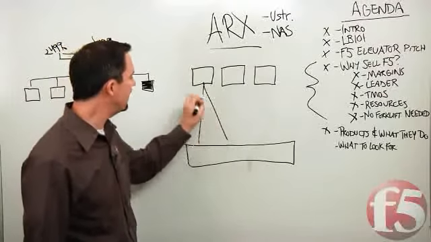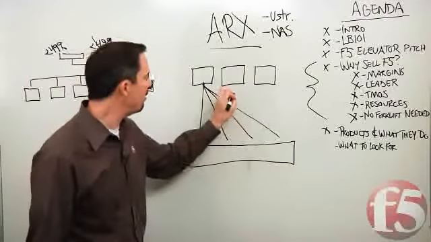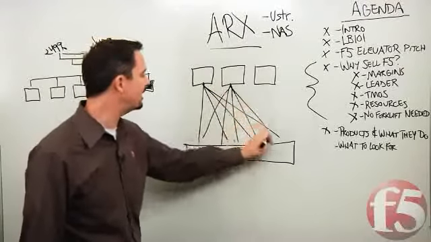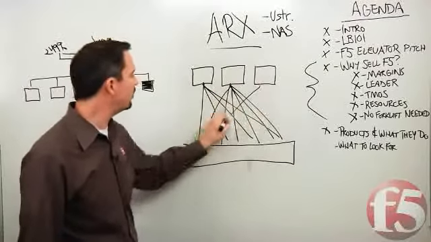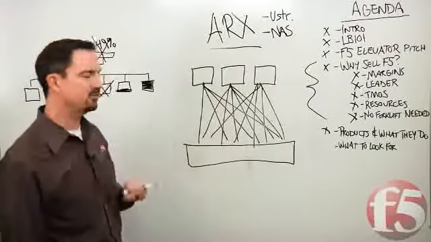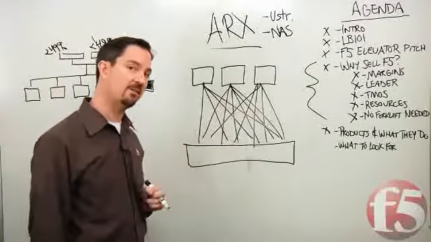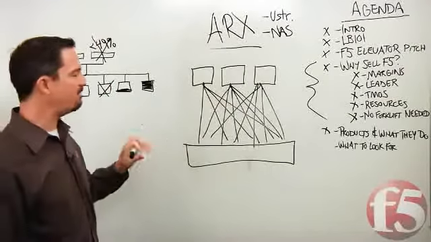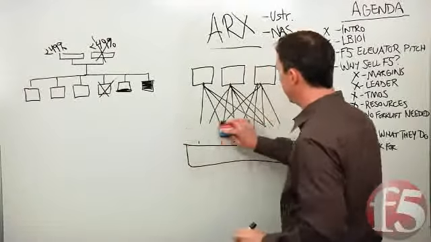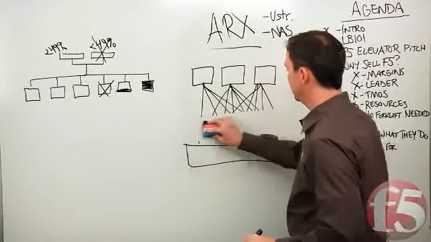And today, here's what this looks like. These users and applications are mapped to individual files wherever they may reside. So you can see how quickly this becomes a bit of a spaghetti mess. And this is what it looks like today without the ARX solution. And what F5 has done is cleaned all of this up by inserting a layer of virtualization.